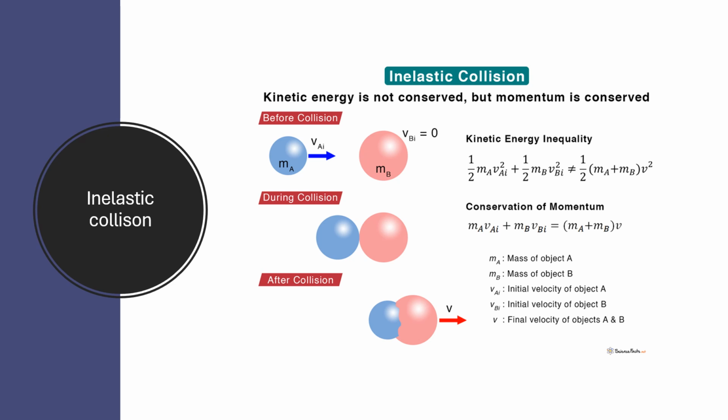In this case, a large change in kinetic energy is recorded. The value of the coefficient of restitution is 0. The collision formula will be the same as the inelastic collision. An example of a perfectly inelastic collision is dropping a ball of clay on the floor.